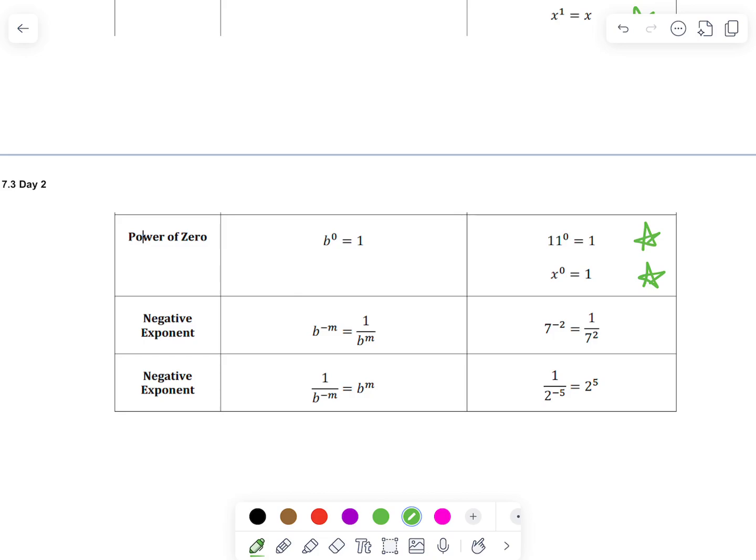Negative exponent, there's two of them. So when we have b to the negative m, we can flip it. Or if we have 1 in the denominator, we can flip it back up, making it positive. And then here's a couple examples.